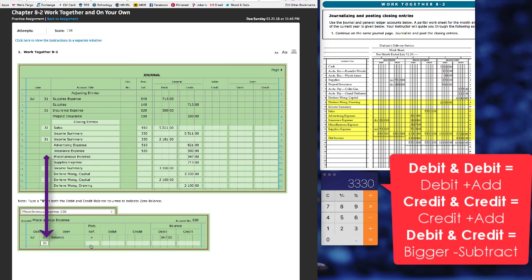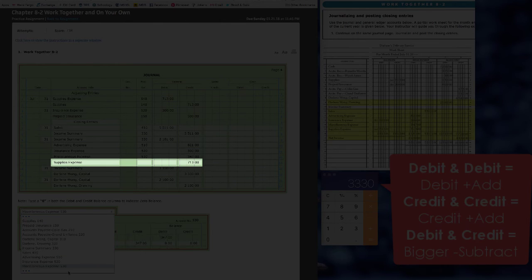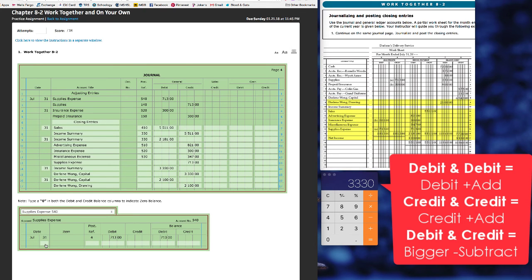Going to go to miscellaneous expense. On the 31st, page 4, miscellaneous expense was a credit of 347. 347 minus 347, 0, 0, closed out. Bring up my account number of 530 and finish out our expenses with supplies expense. On the 31st, still page 4, supplies expense was a credit, so 713 in the credit. Debit minus credit is 0, 0, closed out. Bring up my account number.